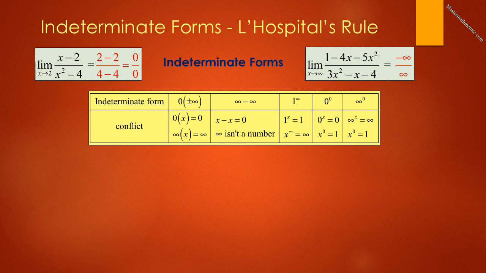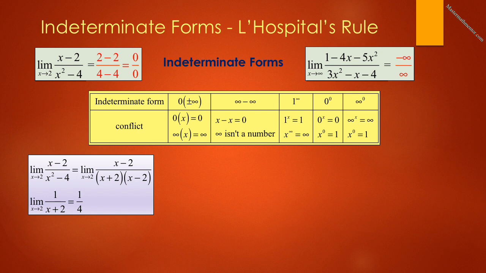1 to the infinity is indeterminate. You've been taught that 1 to any number is 1, but any number to the infinity is infinity. 0 to the 0 is indeterminate. You know that 0 to any power is 0, but any number to the 0 power is 1. And finally, infinity to the 0 is indeterminate. Infinity to any power is infinity, but any number to the 0 power is equal to 1.